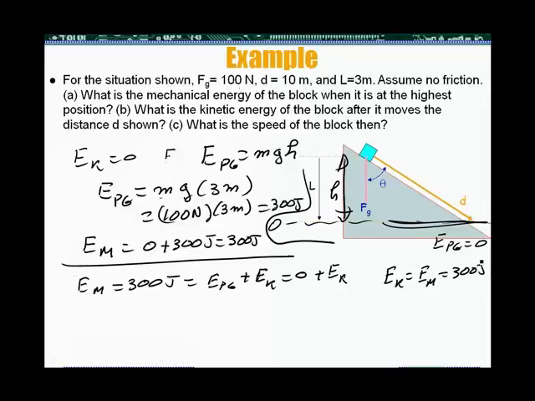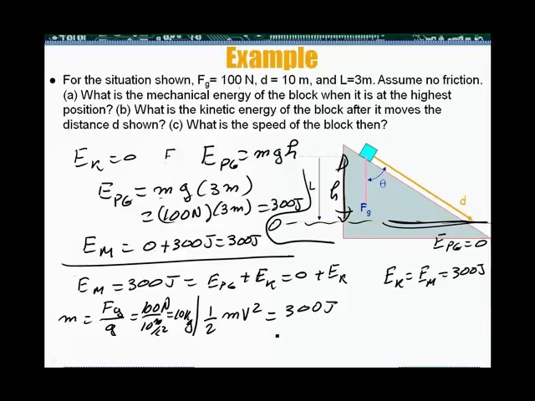Then the question, what is the speed of the block then? Then that becomes easy. If we know the kinetic energy, the kinetic energy is given by 1/2 mv squared. So that's going to be equal to 300 joules. I need to find the mass that I never found. The mass is going to be Fg over g, which is going to be 100 newtons over 10 meters per second squared. So that gives us 10 kilograms.